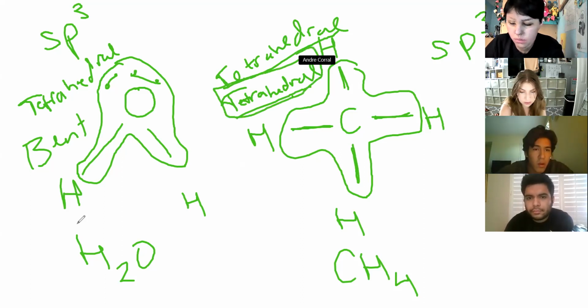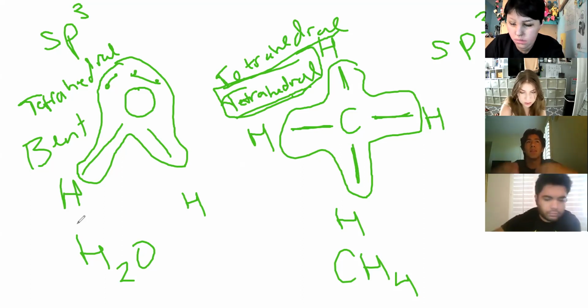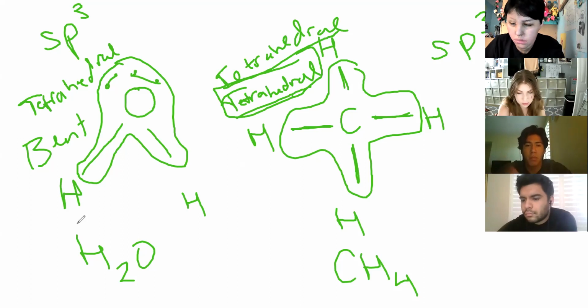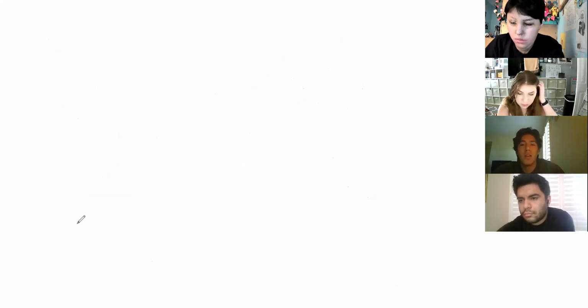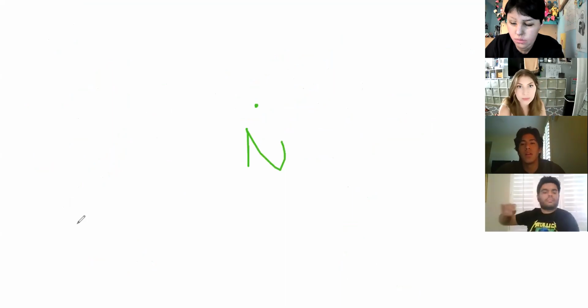But in water, only 2 of those 4 things are bonds. So I look at my chart and I'm like, okay, if it's 2, then those lone pairs are going to push it, so it'll look kind of bent, right? And then there's the last option, so let's do one more. I'll erase it. Let's look at ammonia.